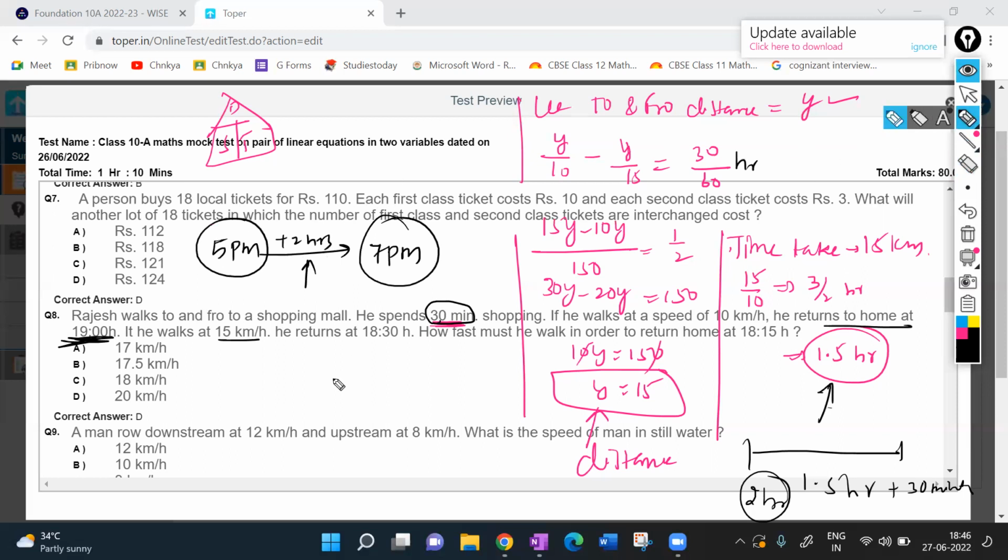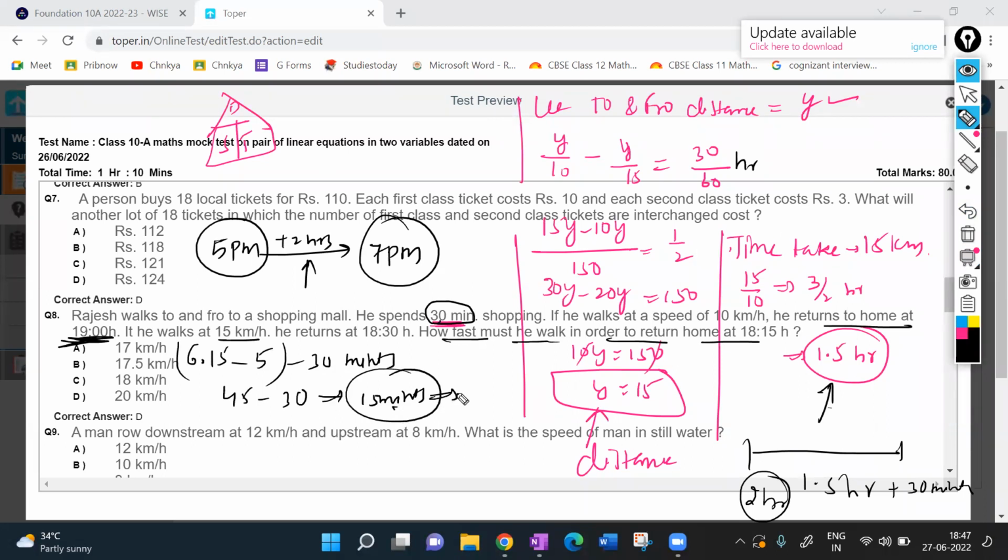Now what is he asking? How fast must he walk in order to return home at 6:15 p.m.? So 6:15 p.m. minus 5 p.m. minus 30 minutes. How much does this give me? 1 hour 15 minutes minus 30 minutes, total 45 minutes.